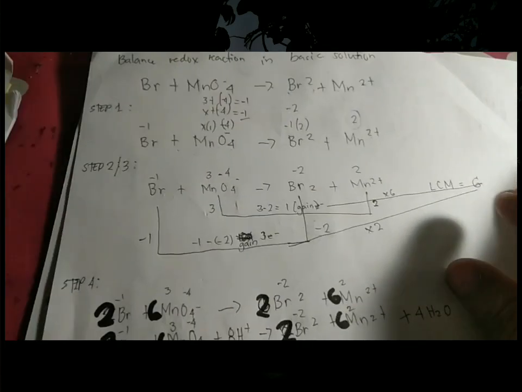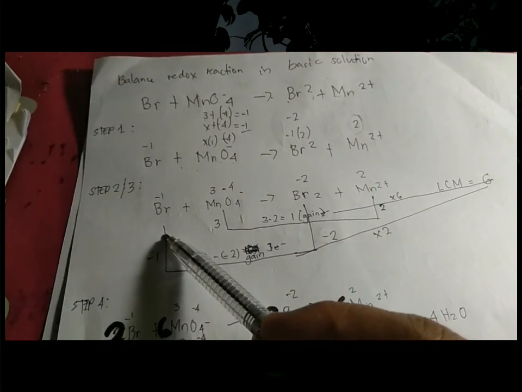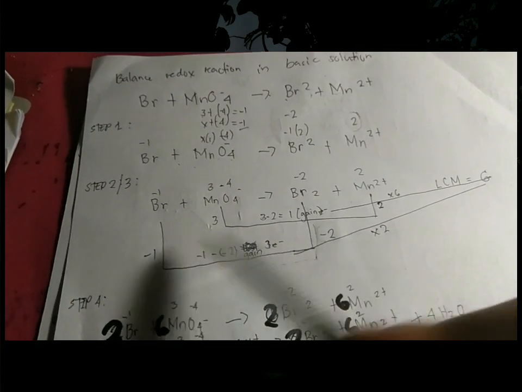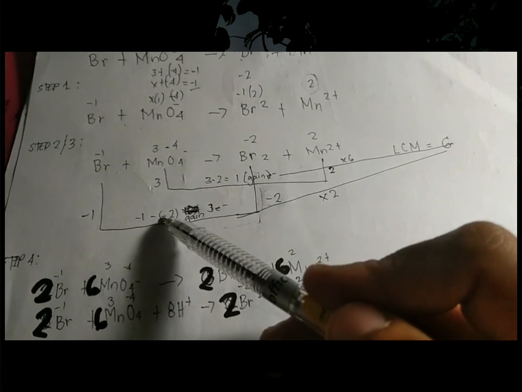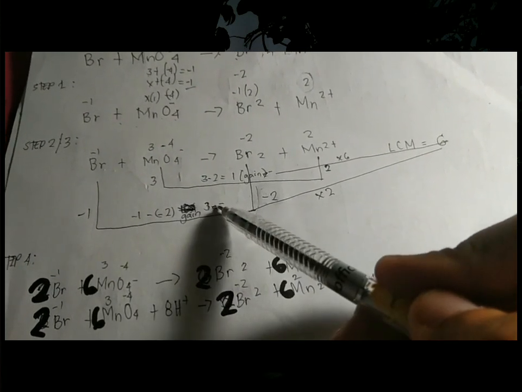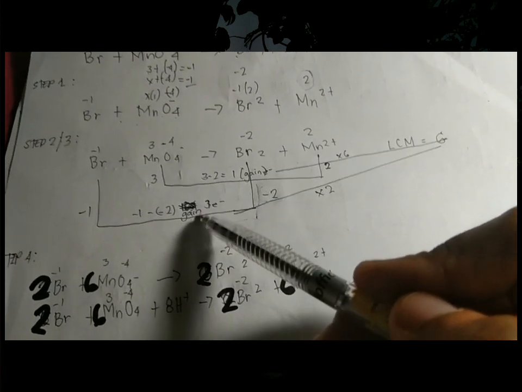So we have to use an arrow. So bromine and bromine. Bromine here has negative 1 and bromine here has negative 2. So we have negative 1 minus negative 2 is equal to negative 3. So the bromine gained 3 electrons.